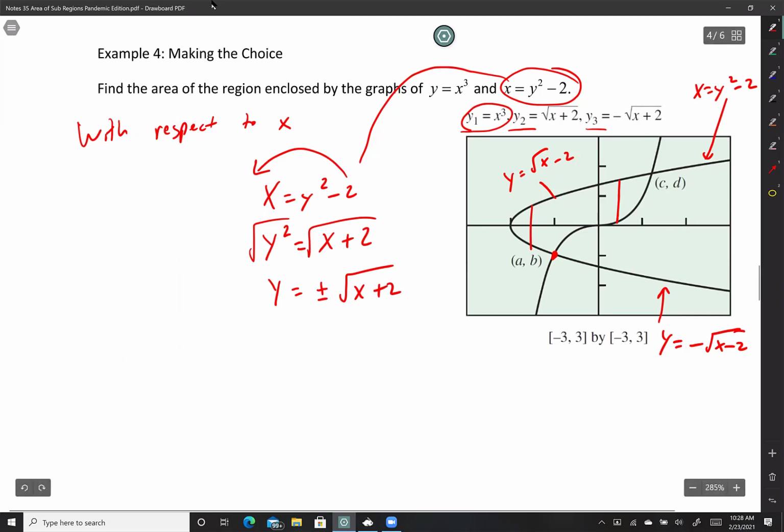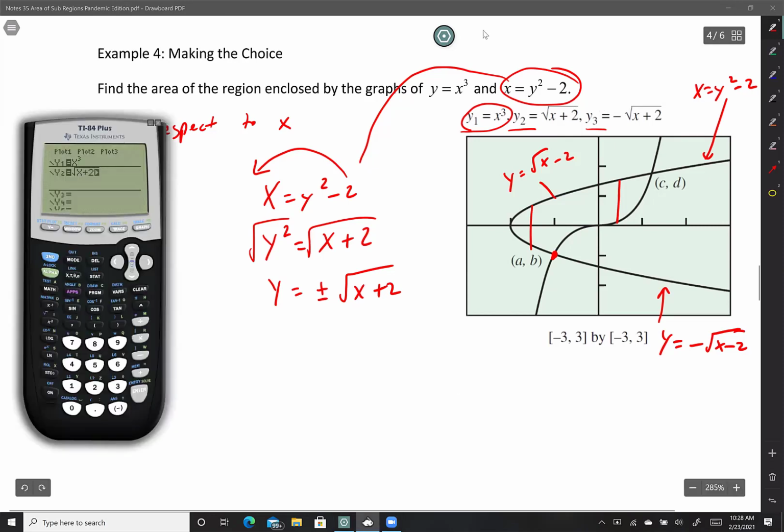That should be plus. Let me bring back my calculator. All right, square root of x plus 2. And then on y3, I'm going to put negative square root of x plus 2. And don't push graph yet.